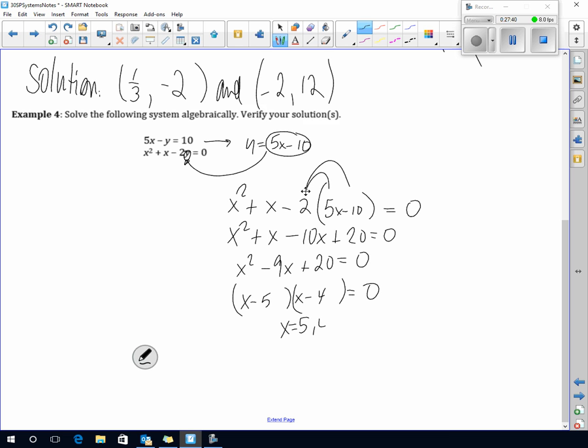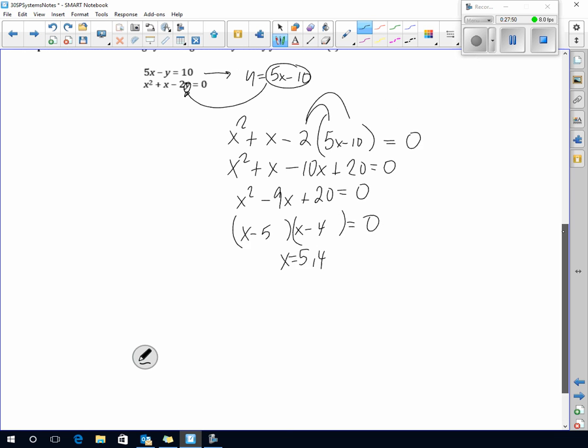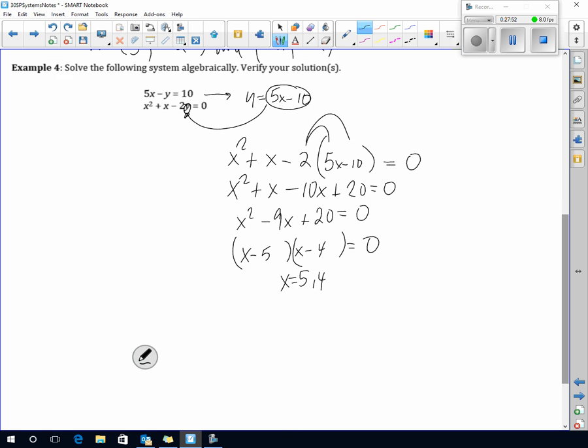Now what do we do? Well, it's got a nice y equals tone to it, so let's sub it into there. You could probably do that in mental math. What's my solution? 5, comma, 5 goes in there. 5 times 5 is 25. 25 minus 10 is 15. And 4 goes in there. 5 times 4 is 20. 20 minus 10 is 10.